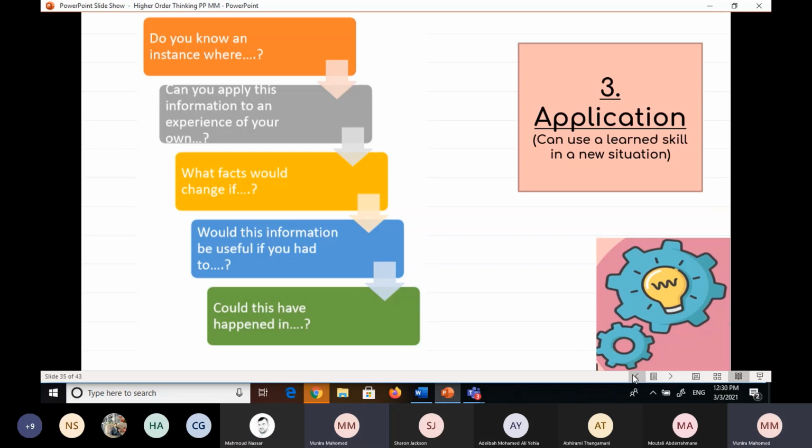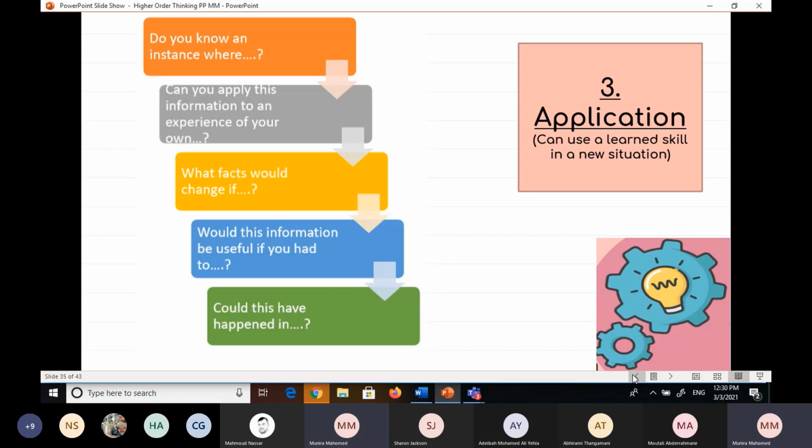Application, that means how do you apply this? Do you know where an instance is? Can you apply this information to an experience of your own? Usually asking students that brings up a lot of stories. So this is very important.